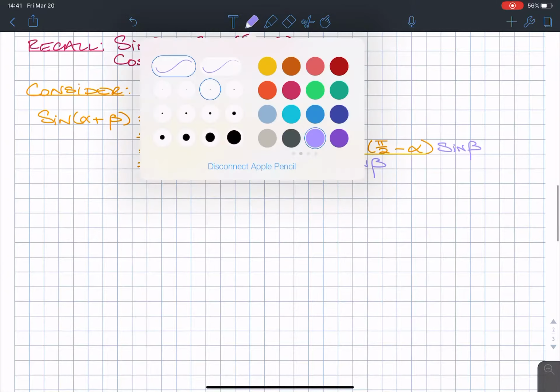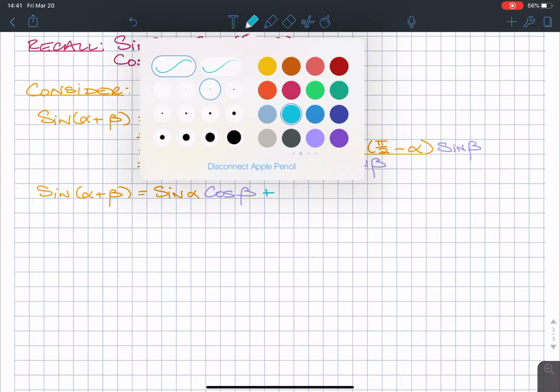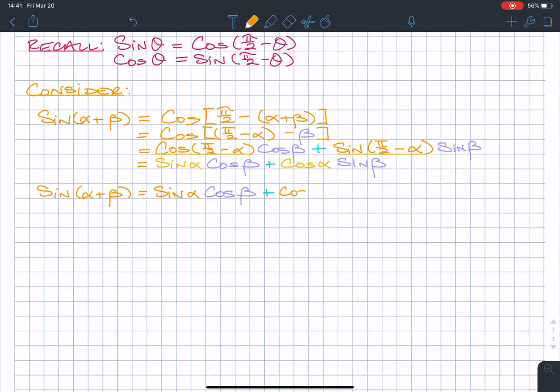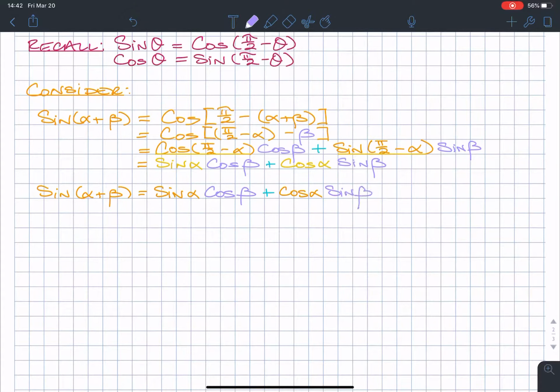Okay, so recapping, what I get then is sine of alpha plus beta can be written as sine of the first alpha times cosine of the second beta plus cosine of the first alpha times sine of the second beta. And like I said, I will recap all of these identities once we get them all derived. Okay, well then let's note.